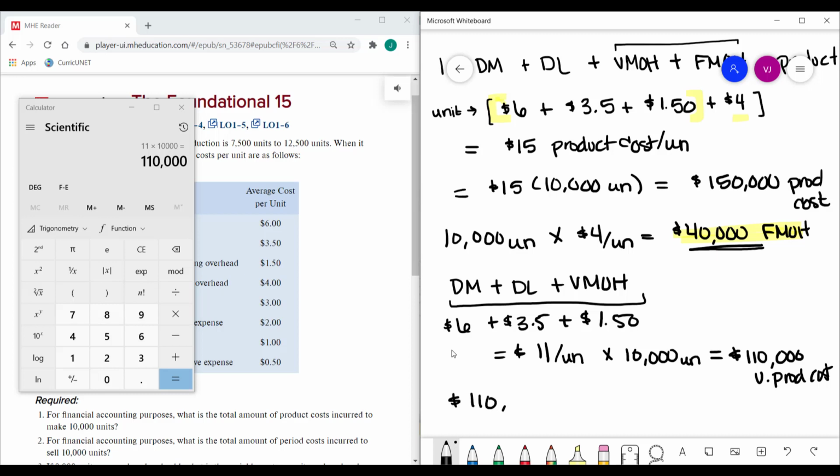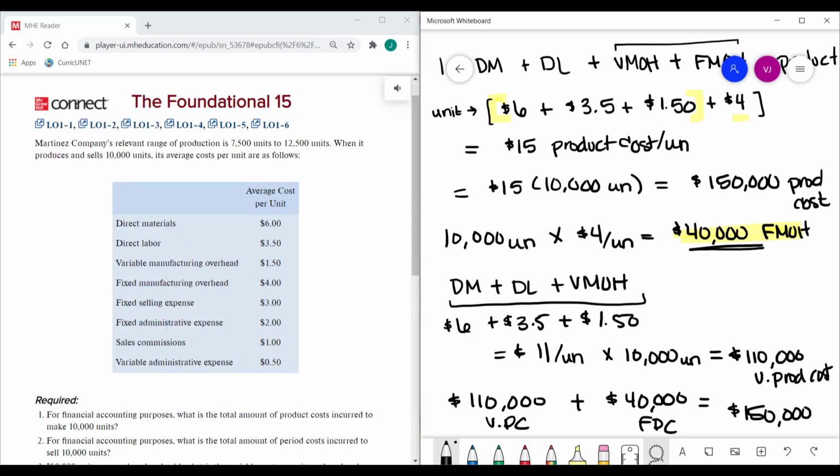So we'll take that $110,000 of variable product cost plus the $40,000 of fixed product cost, which is that fixed manufacturing overhead. $110,000 plus $40,000 is $150,000 of total product cost. So we found the same answer, right?